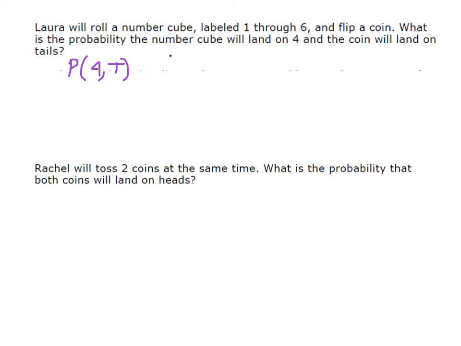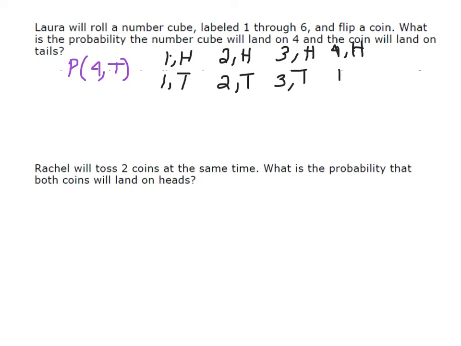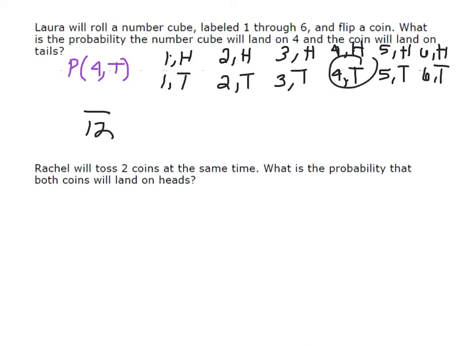So I'm going to go ahead and put my sample space. I could get a 1 and then a heads, and a 1 and then a tails. 2 and then a heads, 2 and then a tails. So this sample space is much smaller because when you flip a coin, there's not many outcomes. So we have a total here of 12 different outcomes. That's my total. How many times can you get a 4 and then a tails? I only see that once, so our probability is 1/12.